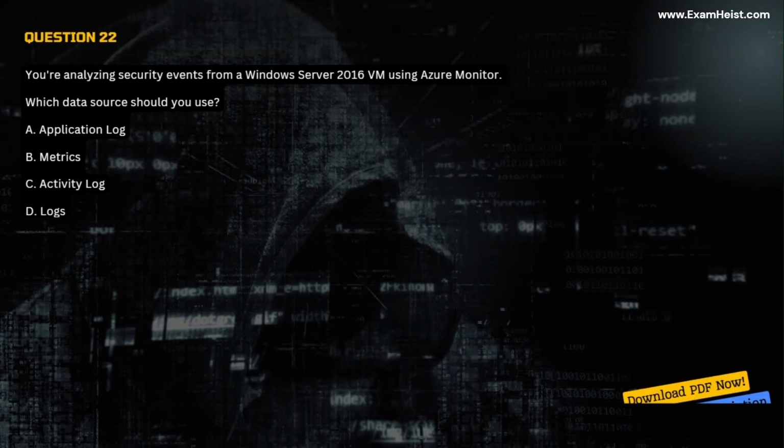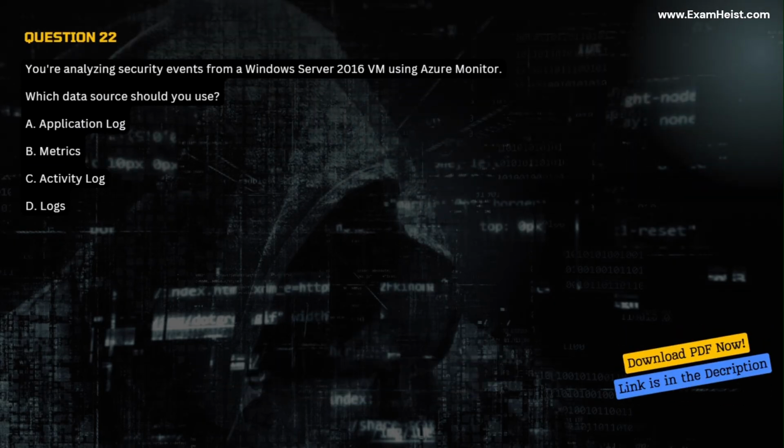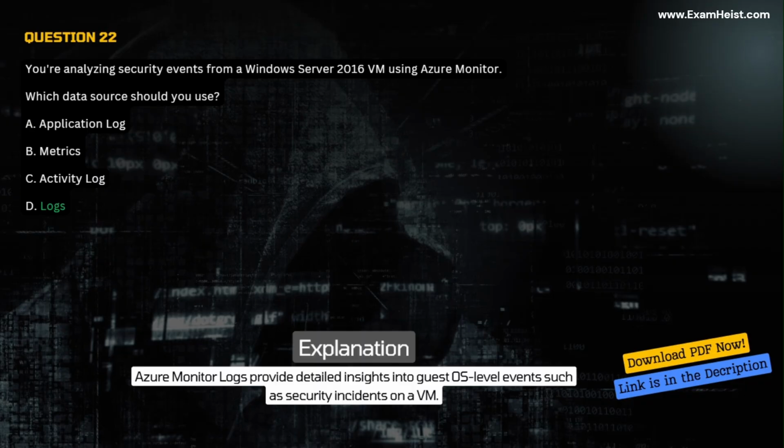Question 22. You're analyzing security events from a Windows Server 2016 VM using Azure Monitor. Which data source should you use? A. Application log. B. Metrics. C. Activity log. D. Logs. Correct answer, D. Logs. Explanation. Azure Monitor logs provide detailed insights into guest OS-level events such as security incidents on a VM.